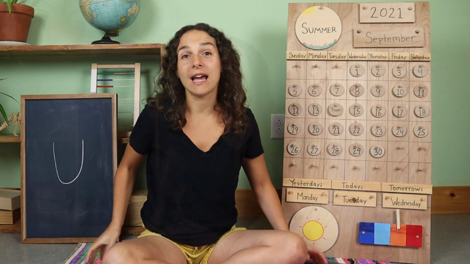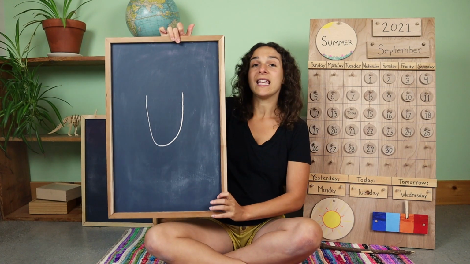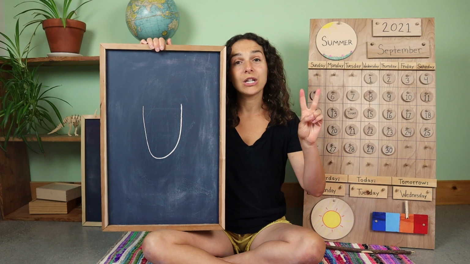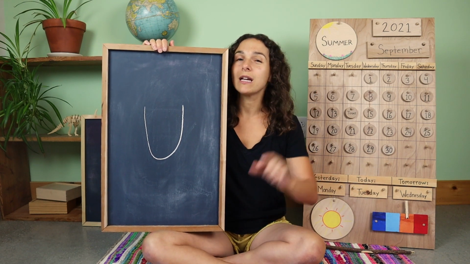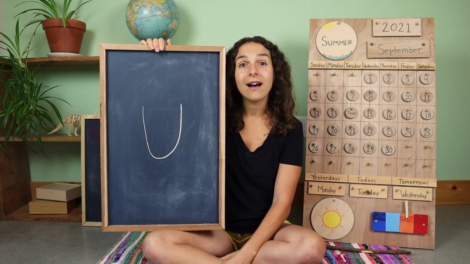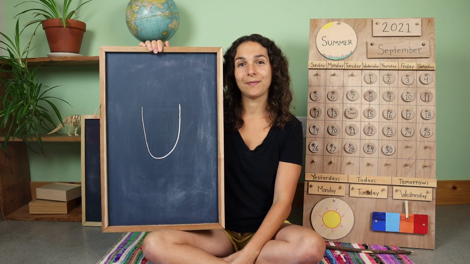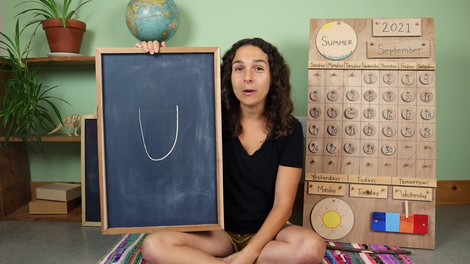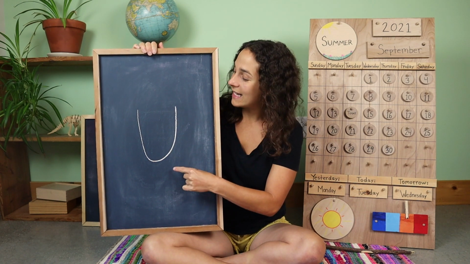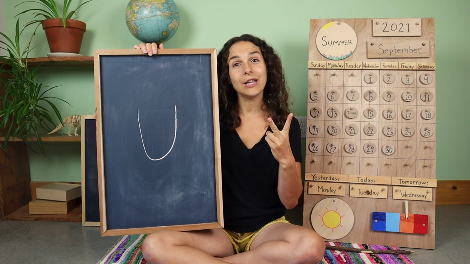Now let's move on to the letter, the number, and the sign of the week. Yesterday, we talked about this capital letter. This letter makes two sounds. Can you make the short sound for me? Uh. And what about the long sound? What does that sound like? U. And what is this letter called? U. This is an uppercase U. U says uh or U.